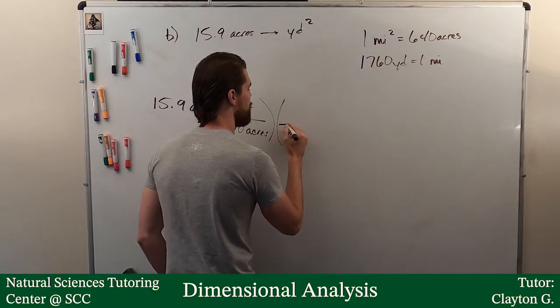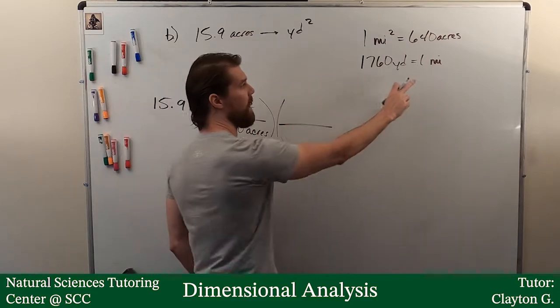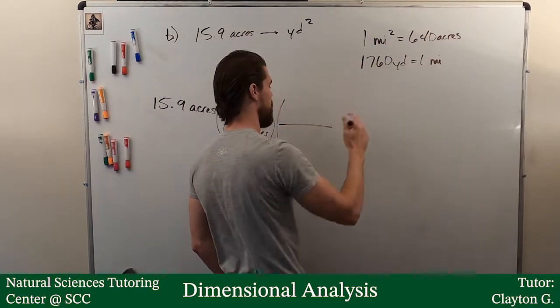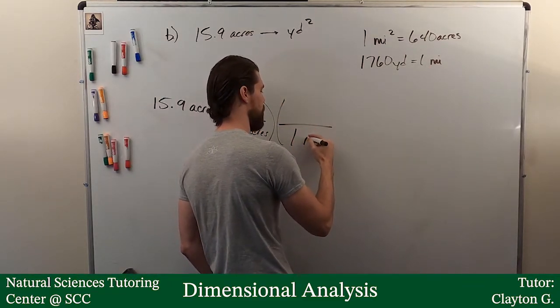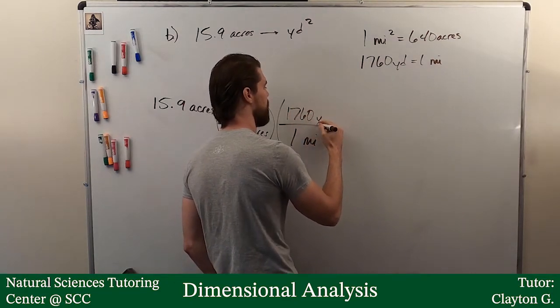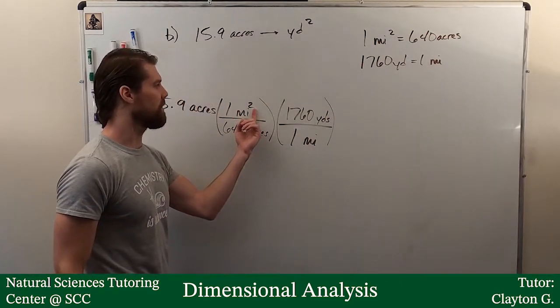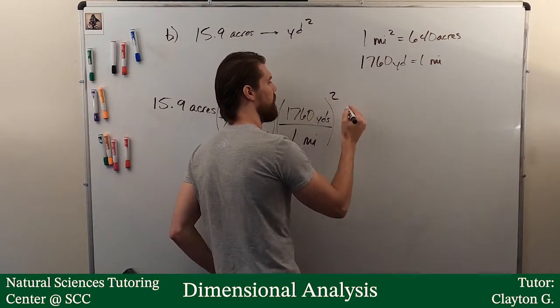And now I need to divide by square miles, right? But I don't have square miles here. I'm going to go ahead and put this in anyway. For every 1 mile, I get 1,760 yards. And I know I need to square this, so what am I going to do? Just square it up here.